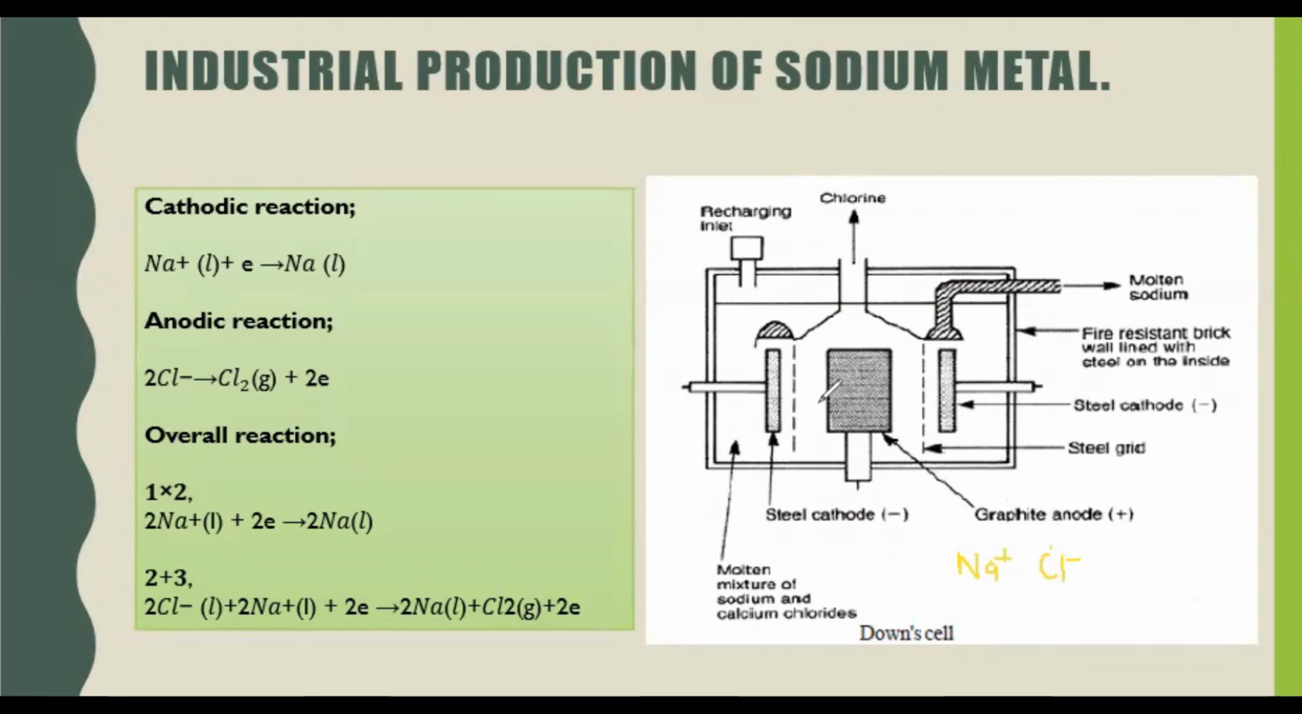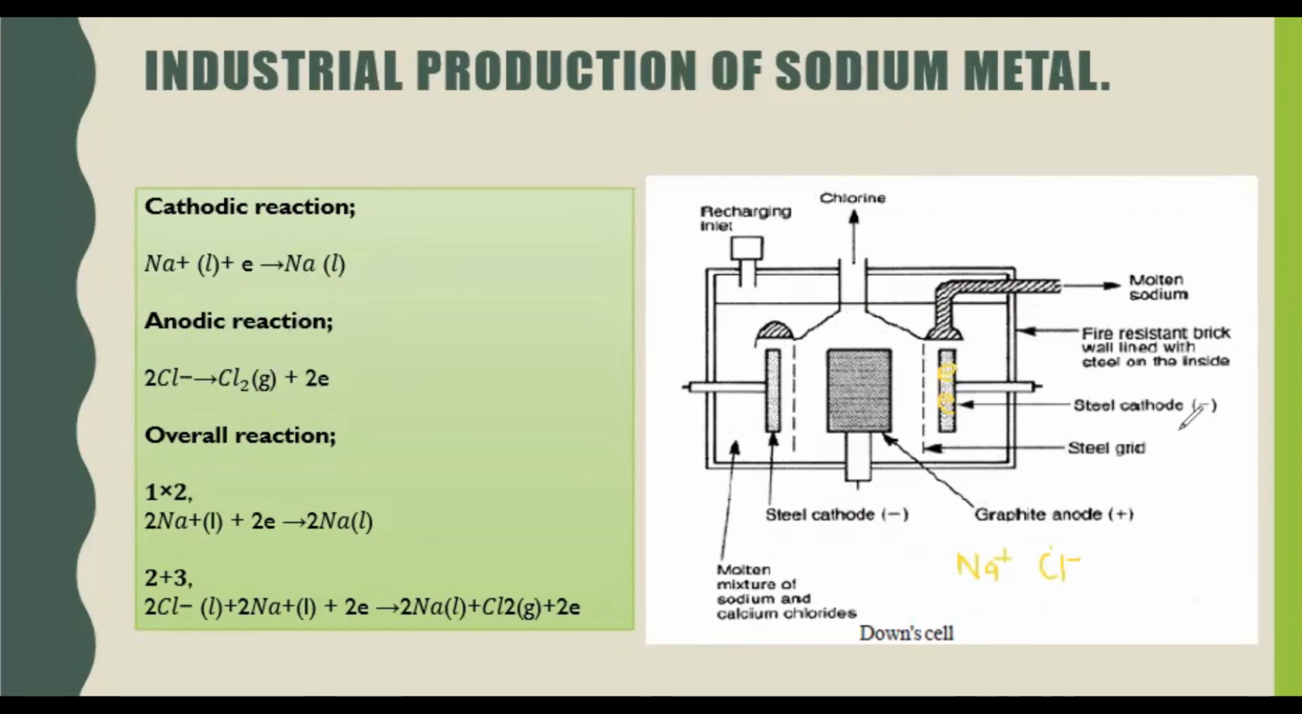Cl minus will come here and it will produce chlorine gas and release 2 electrons. The electrons released by the anode will get embedded here. So you can see now this is the anode. The anodic reaction is Cl minus to Cl2. This Cl minus comes from the raw material sodium chloride. It will release chlorine gas and 2 electrons. These 2 electrons will come and get embedded on the cathode.